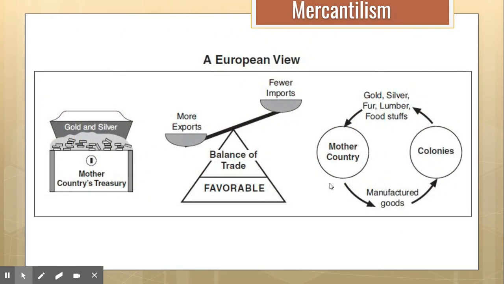So here is a good example of mercantilism. So here's the mother country trying to collect as much gold and silver as possible. So what they wanted to do is export as much as they possibly can. Okay, so they had a balance of favorable trade. So the more you exported, the more money that you made. The less that you had to import, or the cheaper stuff that you had to import, the better off you were going to be. Okay, so what they had was gold, silver, fur, lumber is sent to the mother country. The mother country is going to turn that stuff into a finished good, so manufactured good, and then that's sent to the colonies. So the colonies are spending more than what they're sending out, what they're exporting.